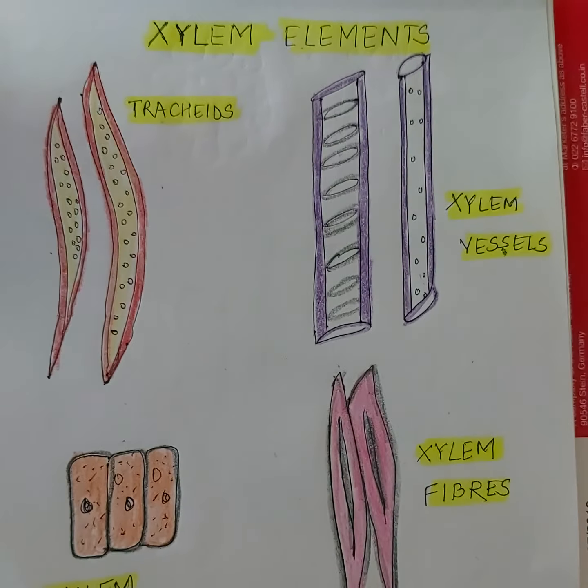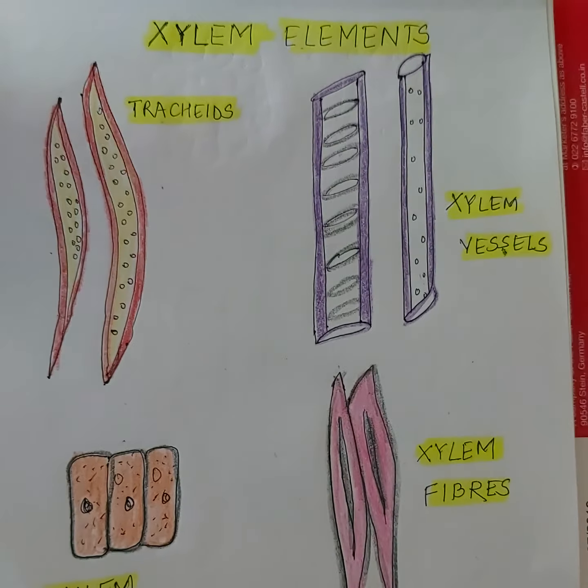Out of these four cells, children, there are two main conducting elements which help in transport of water. They are tracheids and xylem vessels. Children, tracheids, if you see the structure, they are spindle shaped. They have thick lignified cell walls and they have pits or holes for transportation of water. Xylem vessels, on the other hand, are cylindrical in shape. They also have thick lignified cell walls.